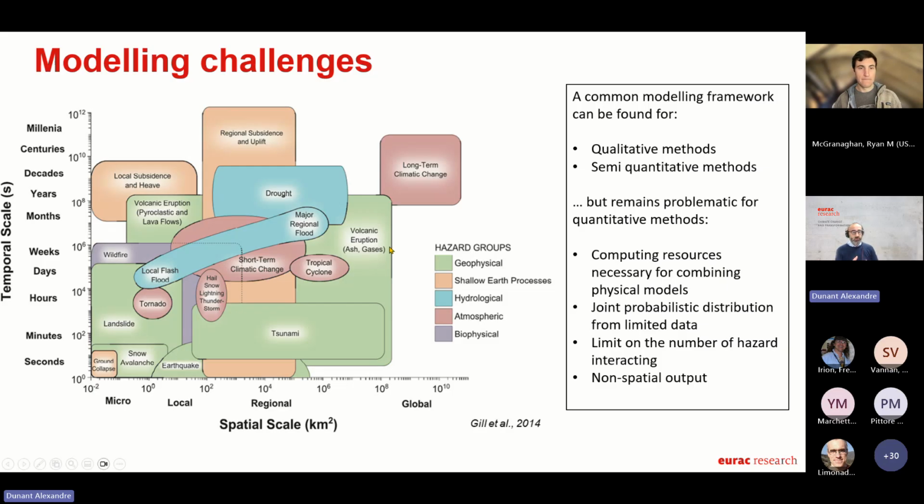But one of the issues is that if you try to combine multiple physical models, you're a bit bounded by the computation. Even though it's improving, it's still hard to go from one software to another and pipeline those together. It could be a bit clunky and inflexible. If we want to do joint probabilistic distributions and use, for example, copulas, we need data. A lot of areas in the world don't have this kind of data. Some methods can be used, but there are limits on the number of hazards interacting, and some others are purely, let's say, statistical tools without spatial output, and spatial output is often required by emergency services.